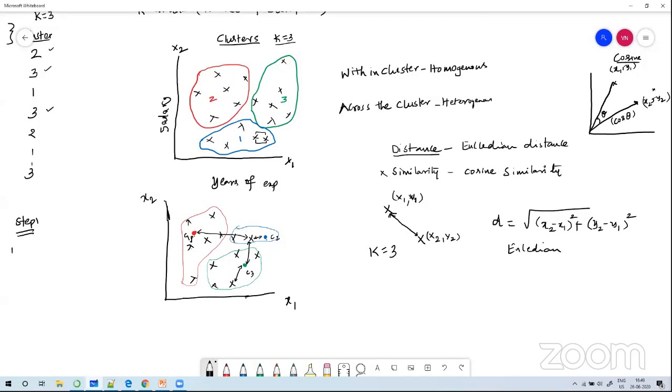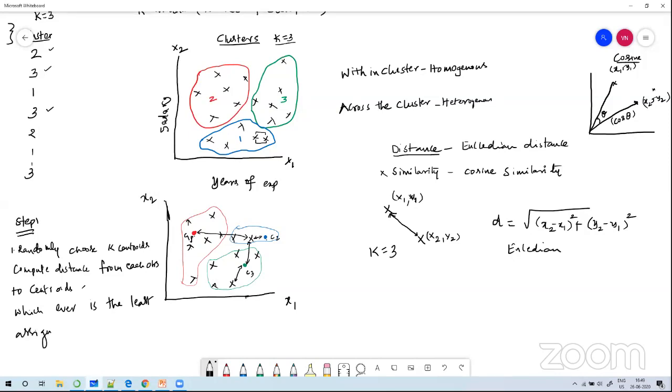In step 1, first randomly choose k centroids, compute distance from each observation to each centroid, whichever is the least, assign that observation to that centroid. My handwriting becomes poor if I write fast. Please bear with me. Now, our iteration step number 1 is done.